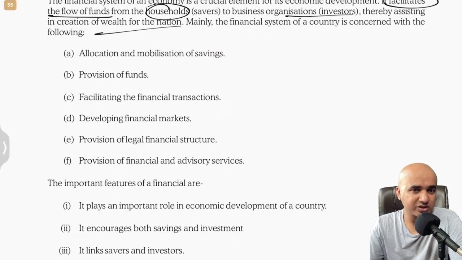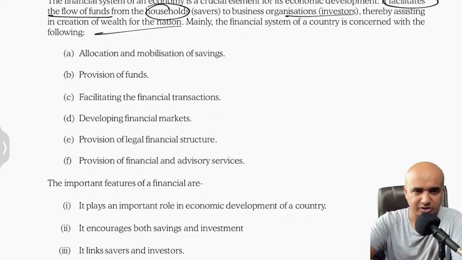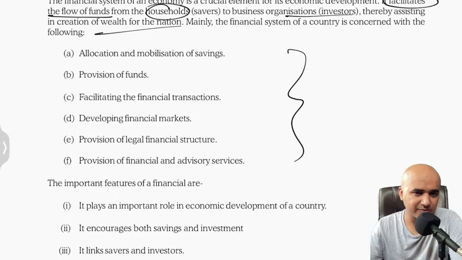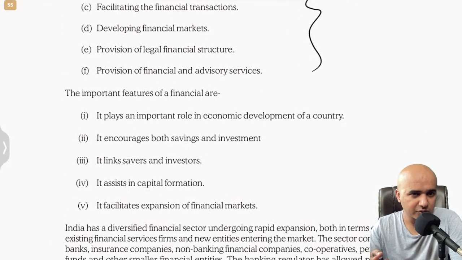Allocation and mobilization of savings. So how do we mobilize savings? The savings is spread across various people and a spectrum of individuals. So now we have to mobilize that and make sure that it is channelized to some place where it can be used for wealth creation and building of the nation. Provision of funds, facilitating financial transactions, developing financial markets, provision of legal financial structure, provision of financial and advisory services. All these are mere words, and don't really make much sense unless you understand them. Don't worry too much about it.